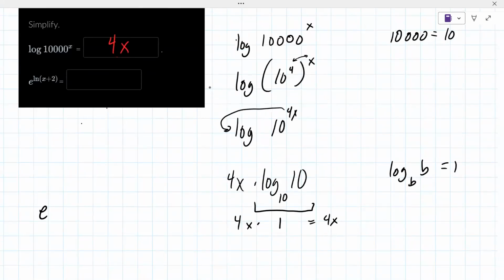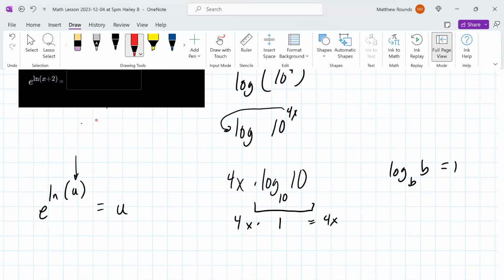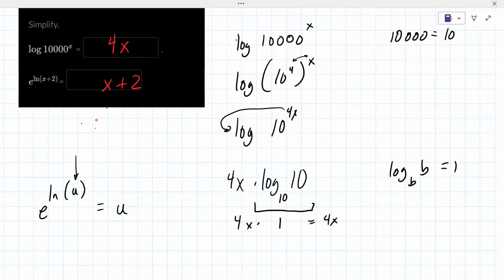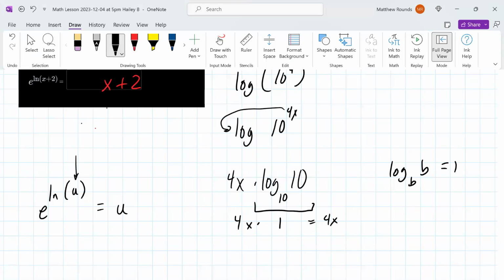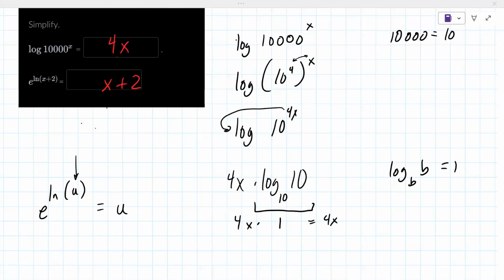No. All right, so e to the natural log of u represents anything in parentheses, it becomes just the u. So the ln and the e undo each other. This becomes just x plus 2. Is that okay? Yeah. There's a lot of properties to remember for this, so it's easy to not understand exactly why this is working.